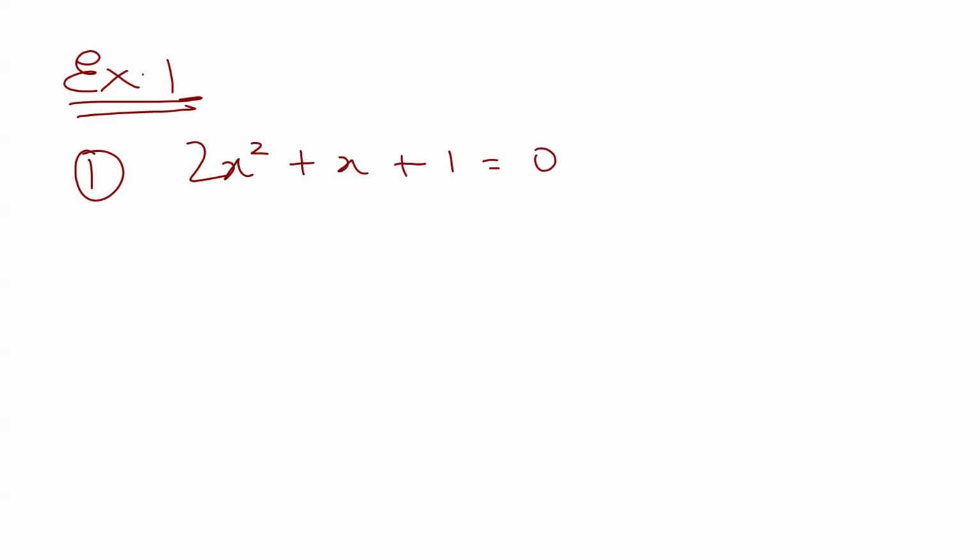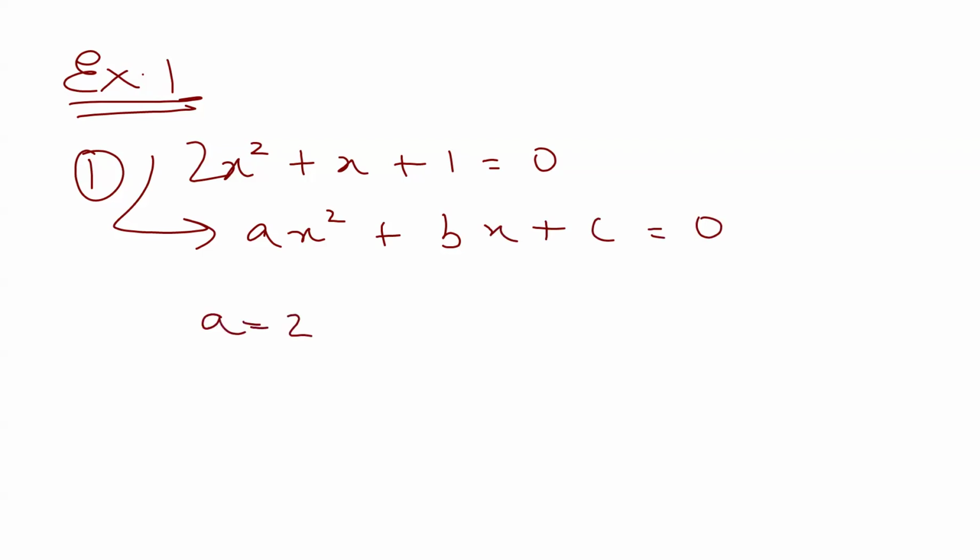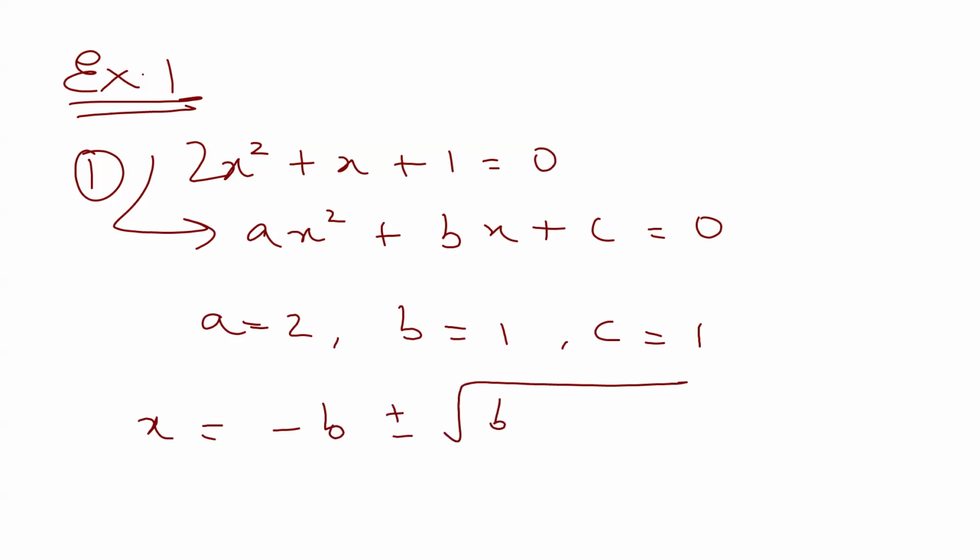Now, if you look at this particular quadratic equation, we cannot really split the middle term over here. So in this type of problems, we'll have to make use of formula method. So compare this with ax square plus bx plus c equal to 0. So a is equal to 2, b is equal to 1, c is equal to 1. Okay. So what is x? X by formula method or discriminant method is minus b plus or minus root of b square minus 4ac upon 2a.